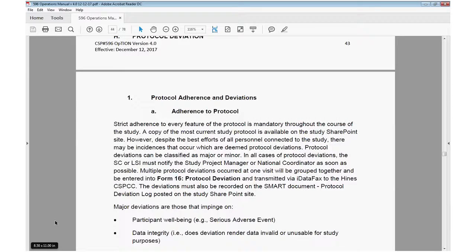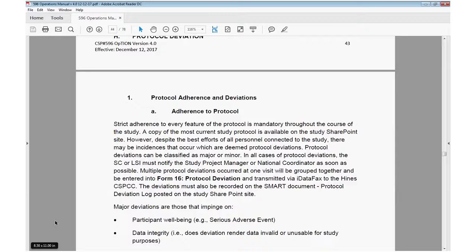Protocol deviations. Strict adherence to every feature of the protocol is mandatory throughout the course of the study. A copy of the most current study protocol is available on the study's SharePoint site. However, despite the best efforts of all personnel connected to the study, there may be incidents that occur that are deemed protocol deviations. Protocol deviations can be classified as major or minor.